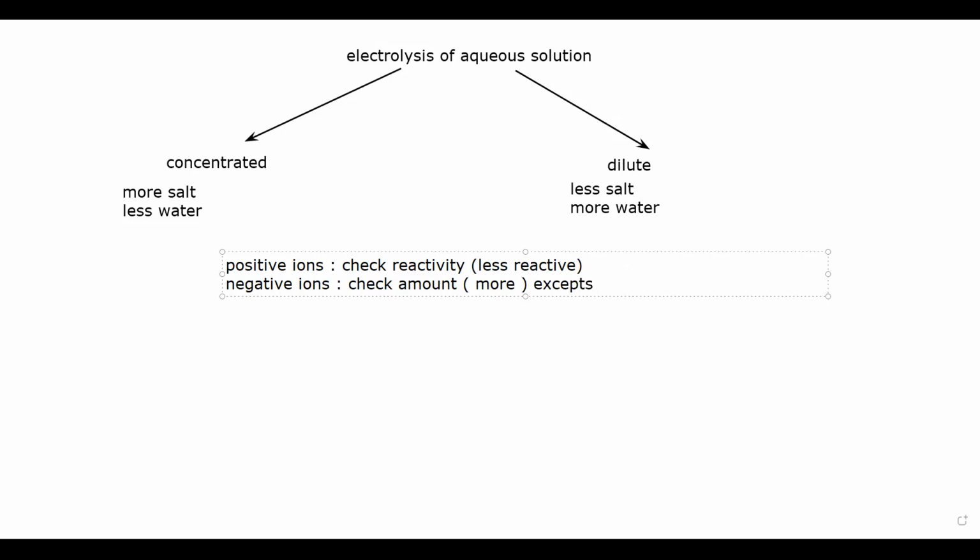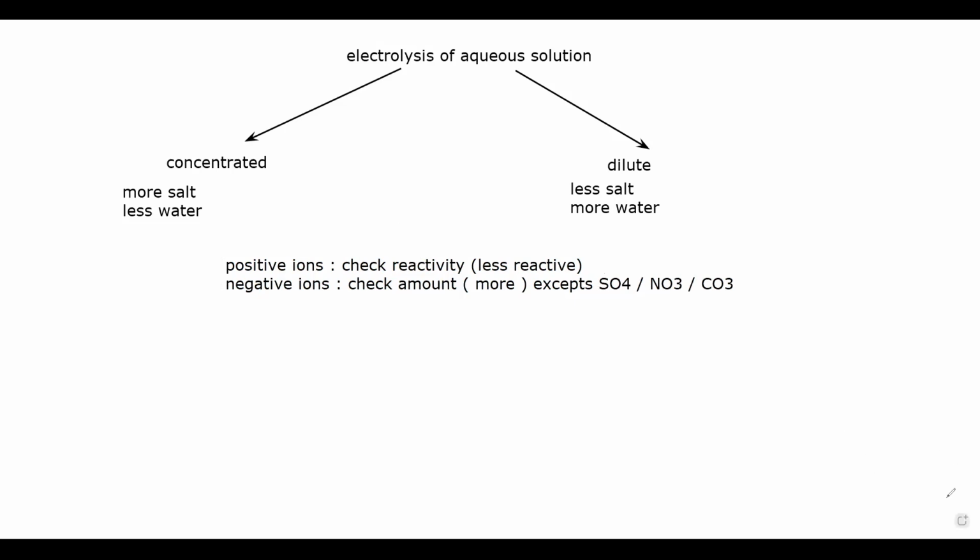These three ions never move: sulfate, which is SO4, nitrate, which is NO3, and carbonate, CO3. Even if they are more in the solution, they are not able to move. These three ions, remember, even when they are more, they are not able to move because of their size. So for positive ion, we check the reactivity, and for negative ion, we check the amount.